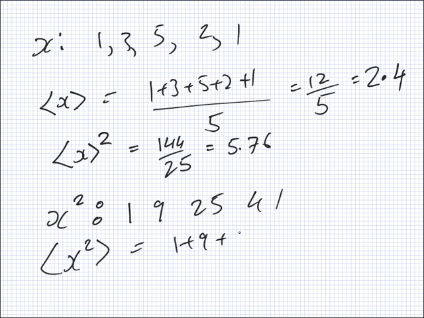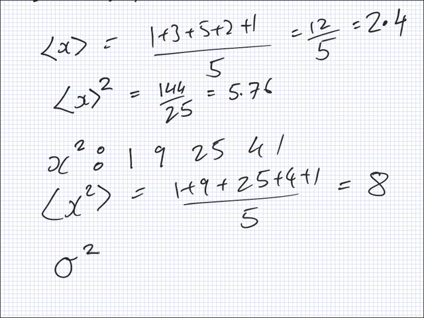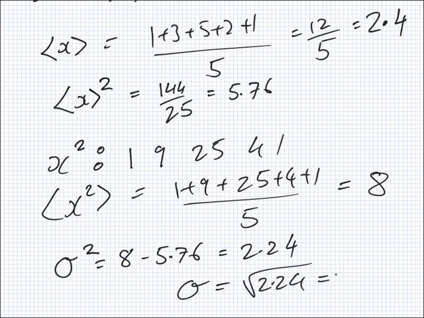1 plus 9 plus 25 plus 4 plus 1 over 5. So what's that? 40 divided by 5, 8 in total. So, standard deviation squared equals 8 minus 5.76, which is 2.24. So, square root of this number is the answer. So what is that? 1.5? Yeah, 1.49. Okay, it's not bad for someone without a calculator.